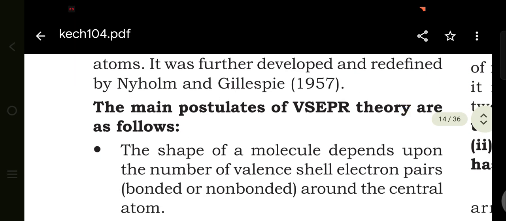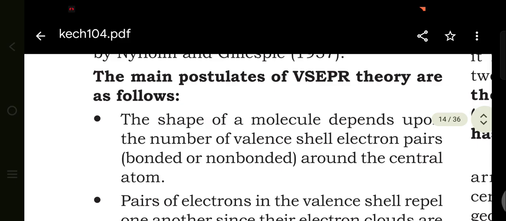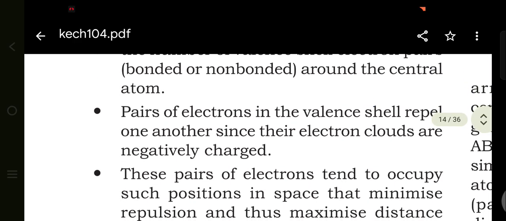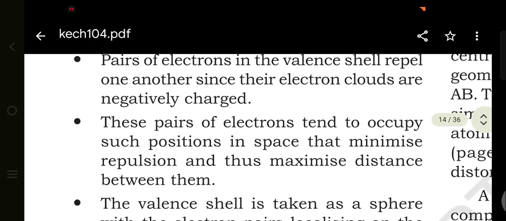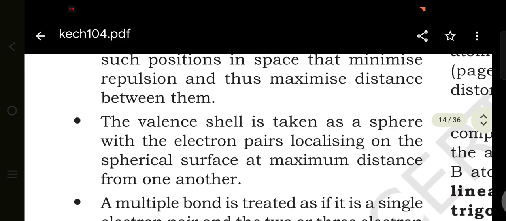The main postulates of VSEPR theory are: the shape of a molecule depends upon the number of valence shell electron pairs around the central atom. Pairs of electrons in the valence shell repel one another since their electron clouds are negatively charged. These pairs of electrons tend to occupy such positions in space that minimize repulsion and thus maximize the distance between them. The valence shell is taken as a sphere with the electron pairs localizing on the spherical surface at maximum distance from one another.